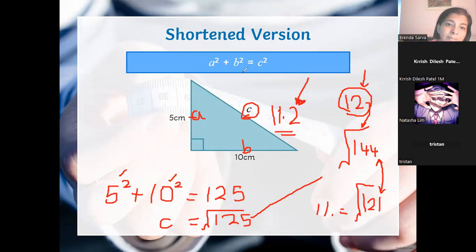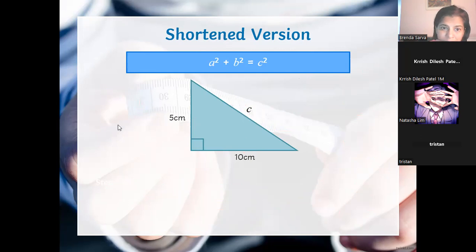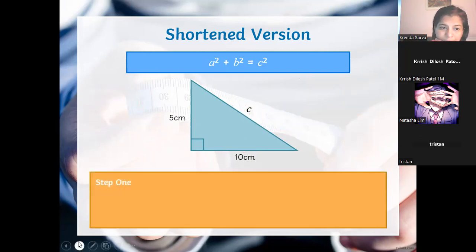Again, it really depends on your question. If the question says use 2 decimal places, then you use 2 decimal places, like 11 point, what's the original answer? 18. If the question says use 1 decimal place, then you just use 1 decimal place. Understood? Okay, can we move on?